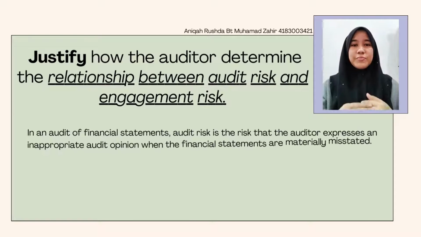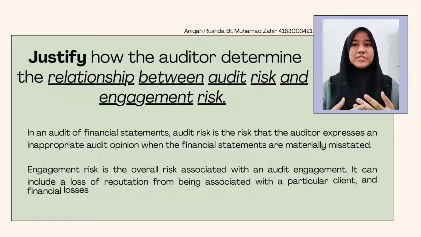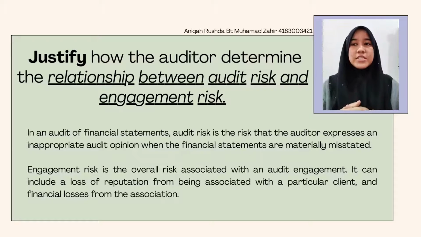Then, we move to the next question, which is question 2. The question is: justify how the auditor determines the relationship between audit risk and engagement risk.